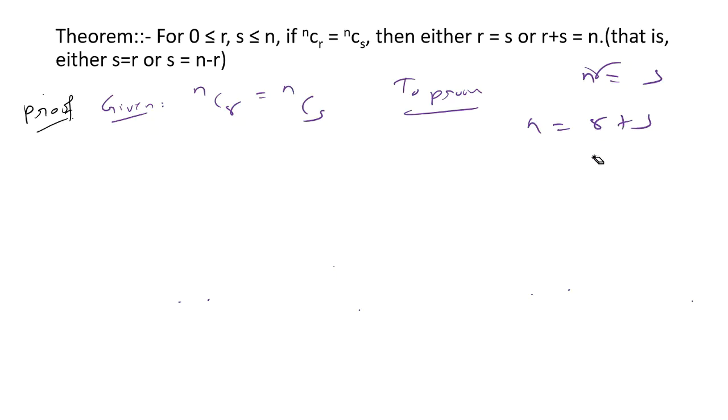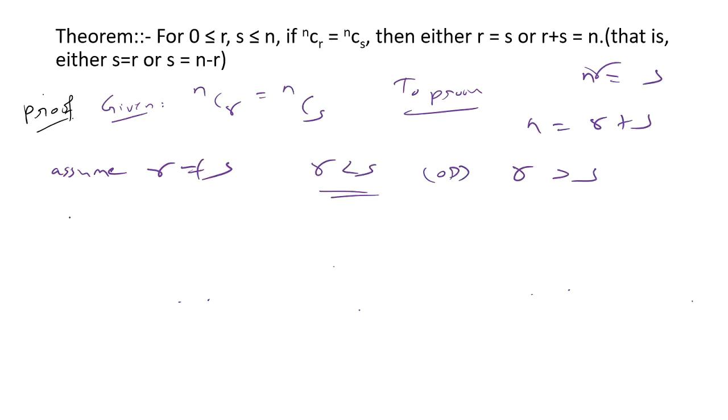Okay, so let us assume r is not equal to s. r is not equal to s means either r is less than s or r is greater than s. So for the time being, you can assume that r is less than s.